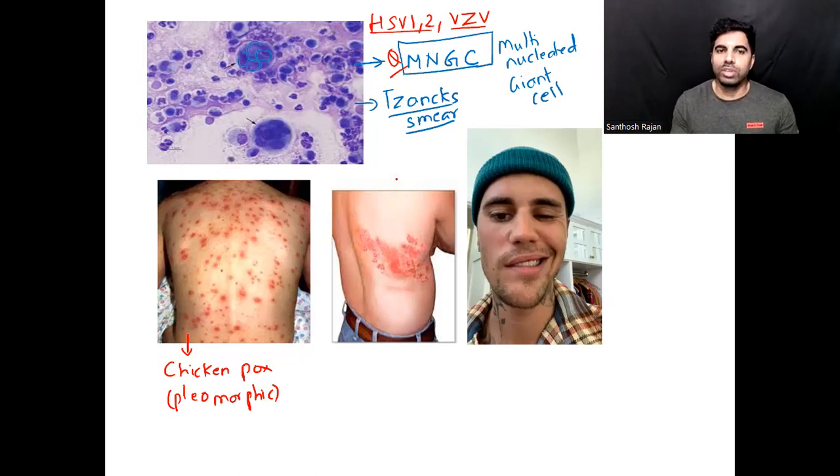This picture is very important. It's been asked many times. This MNGC also has been asked many times, in many of your FMGE and NEET exams. So you see the rashes along the dermatome, unilateral, only one side, painful vesicles or blisters. That is your shingles. Shingles means it's a secondary activation of chickenpox. Both chickenpox and shingles are caused by which virus? Varicella zoster virus.